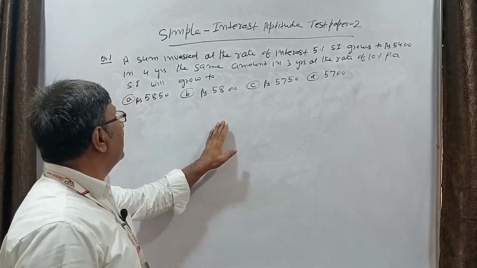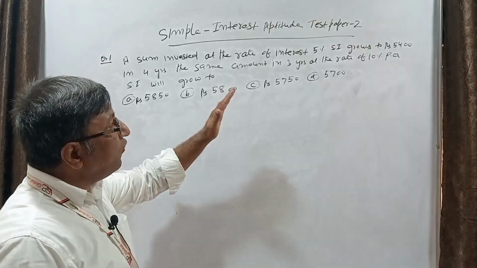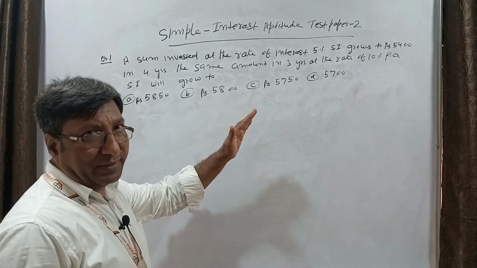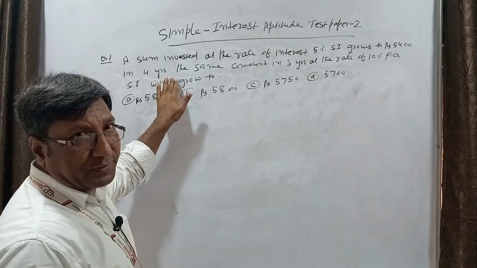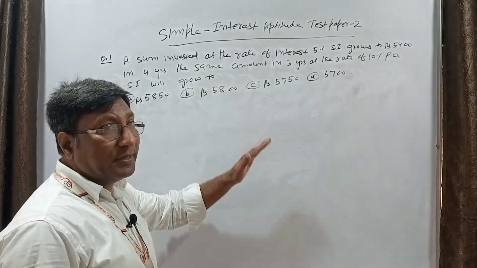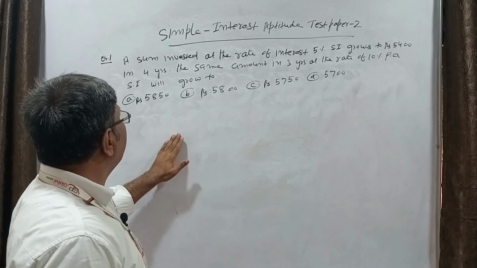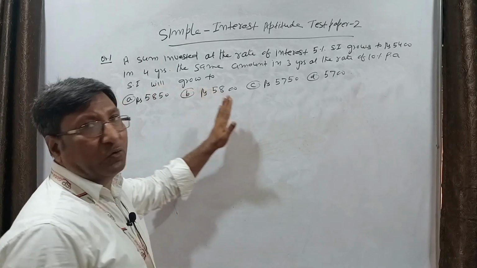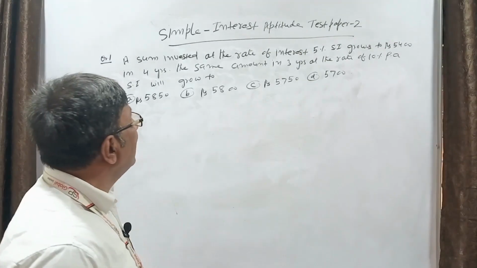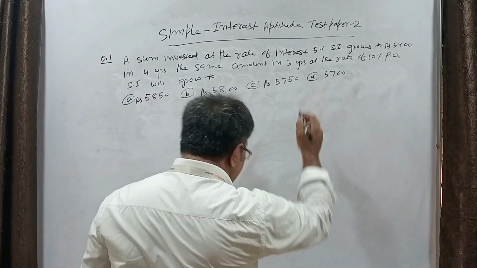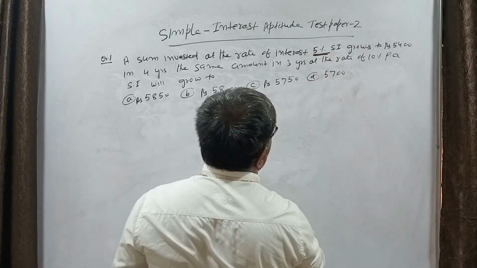The question is what? A sum invested at the rate of interest 5% simple interest grows to 5400 rupees in 4 years, and the same amount in 3 years at the rate of 10% per annum simple interest will grow to what? So for this type of question, the simple technique is what? First you see what is given. In the first case, it is given the simple rate of interest.